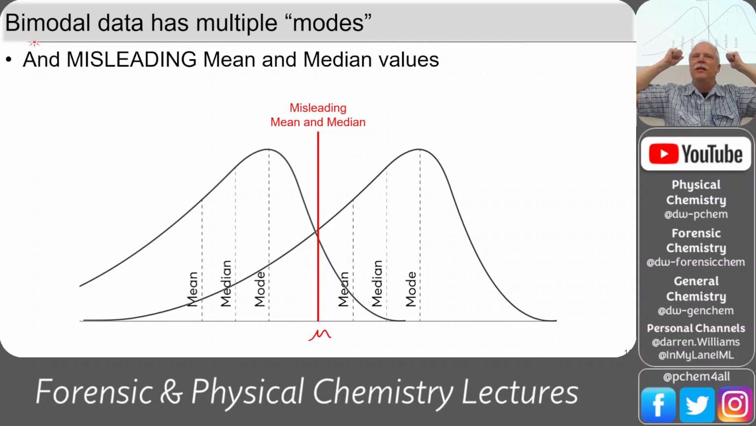You see how this would be a problem? If you give me the mean, and I'm thinking the Gaussian curve, the bell curve, and this is what your data really looks like, that's not the most probable result. The most probable result is above or below that mean, not at the mean. Okay. So this can be a problem.